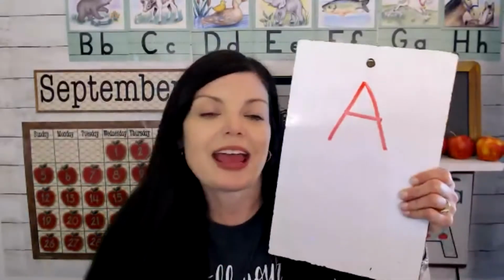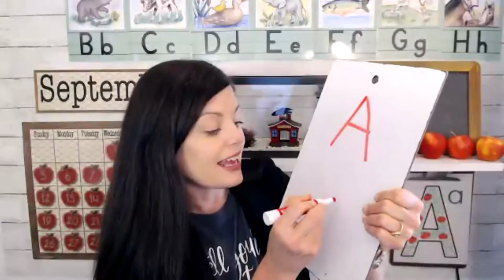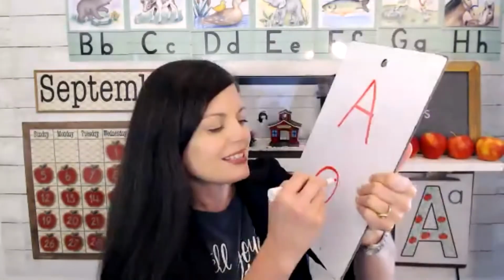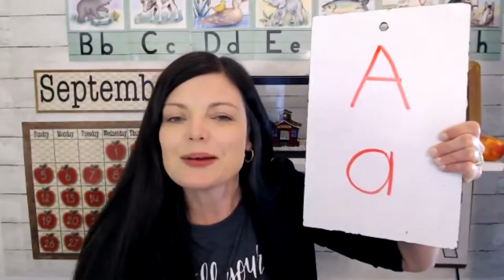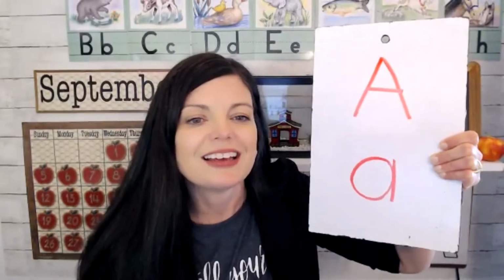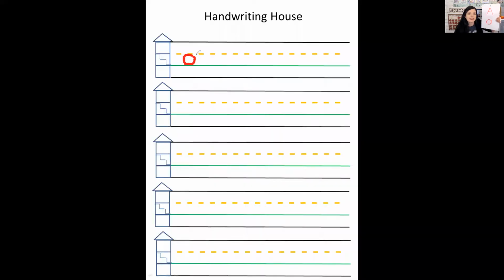Well, the little letter A looks like this. It looks like an apple with a stick beside it. It's an apple with a stick. Sometimes I like to say a ball and a stick for the little letter A, but since we're talking about apples today, we'll say it's an apple with a stick. This is a little letter, so it needs to be downstairs on the handwriting house. An apple with a stick right beside it.